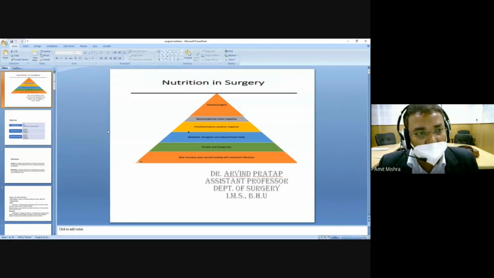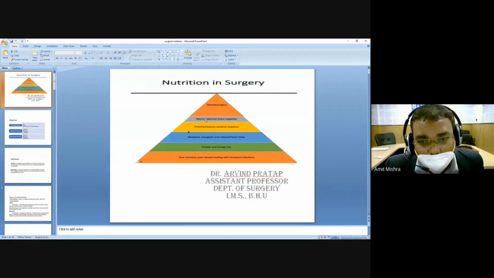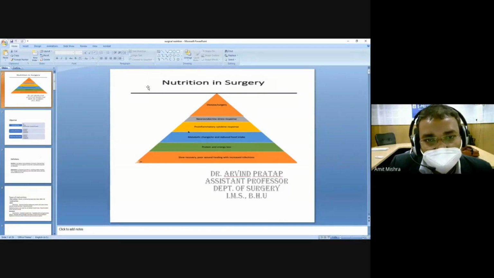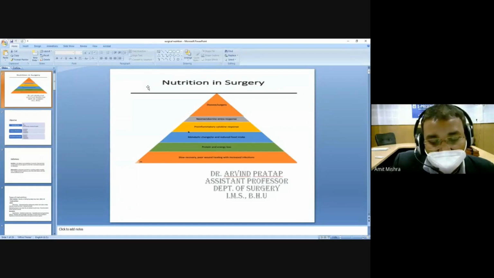I will start with a new topic. That's a very important topic, which basically depends on the nutritional status of the patient, who is going to undergo either minimal invasive surgery, major surgery, or any intervention. So this is a very important topic, because if the nutritional status of the patient is not adequate, it leads to a lot of complications in the surgery, in the post-operative period or intraoperative period.